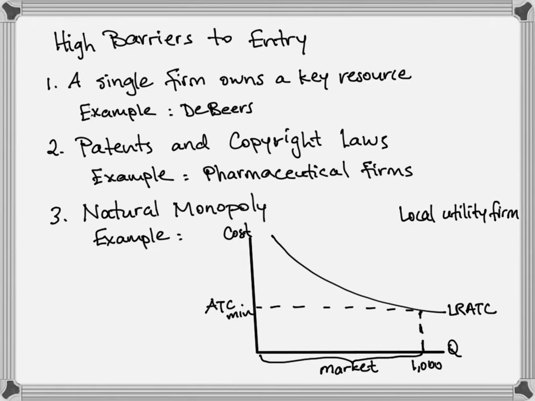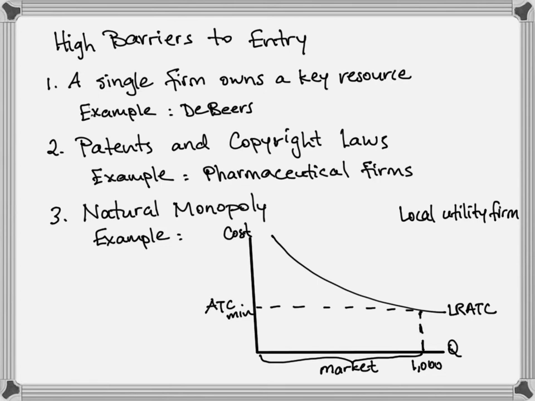It's naturally a monopoly. It makes sense for one firm to produce for the entire market because the cost will be at minimum. That's efficient. We call it productive efficiency, producing the good at the lowest minimum cost per unit. So it makes sense to have a natural monopoly.